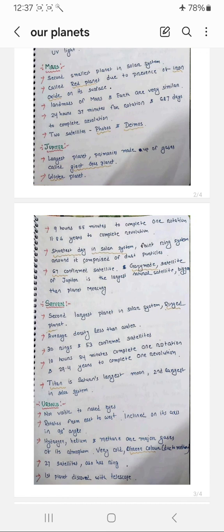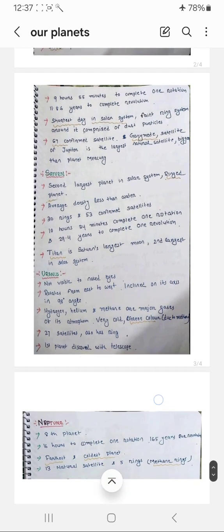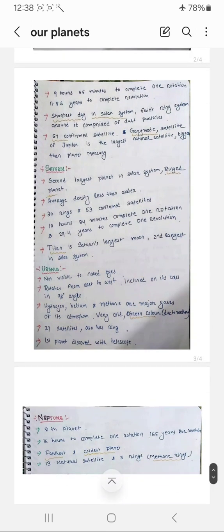Then comes the planet Jupiter, the largest planet, which is primarily made up of gases. That's why it is also called a giant gas planet, and it is also known as the winter planet. It takes 9 hours 55 minutes to complete one rotation and 11.86 years to complete one revolution. Due to the less time taken for one rotation, it has the shortest day in our solar system.